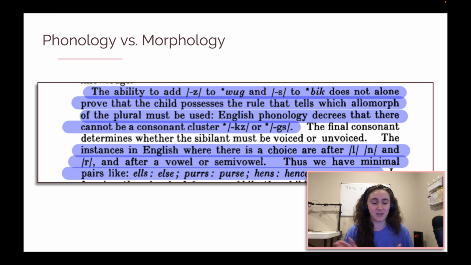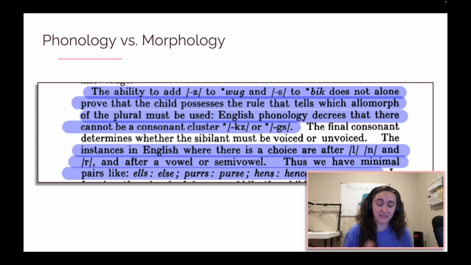So, per the paper, the ability to add Z to WUG and S to BIC, I didn't see an example where they asked them to pluralize BIC to BICs, but if that were in there, that's what it would need to be, does not alone prove that the child possesses the rule that tells which allomorph of the plural must be used. English phonology decrees that there cannot be a consonant cluster of KZ or GZ, GS. So you couldn't say WUGS.